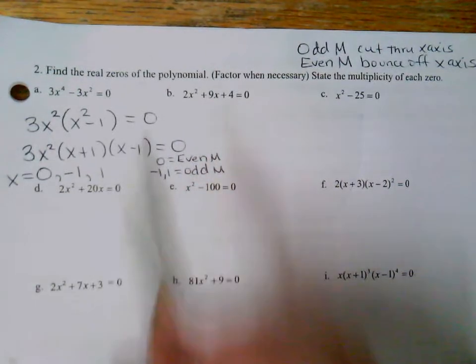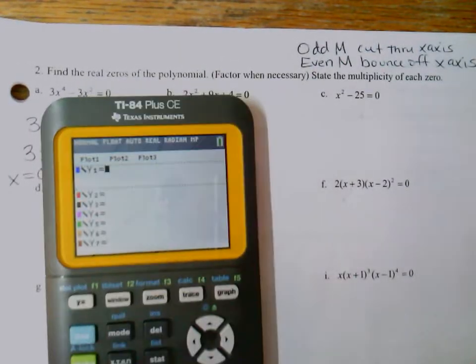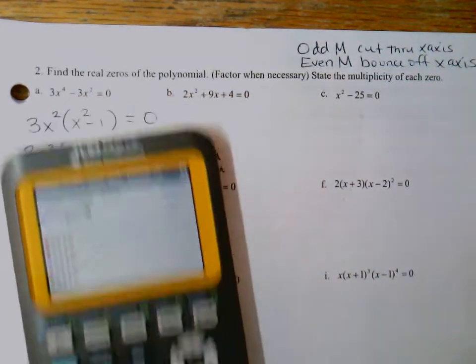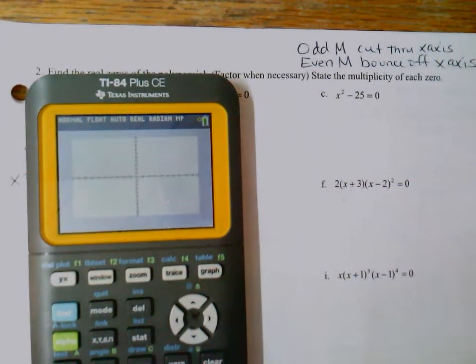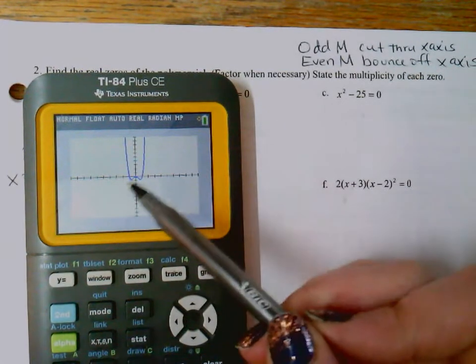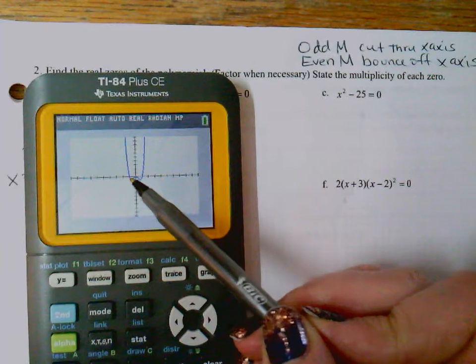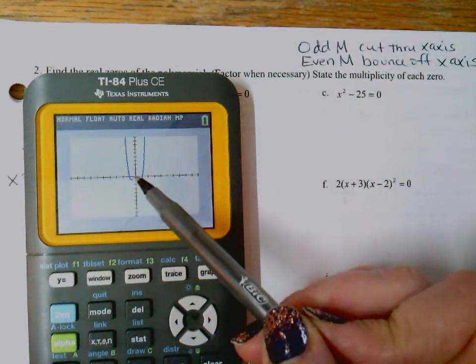And I just want to show you how the graph of this will appear, just so if you have to graph these. So 3x raised to the 4th power minus 3x squared, and I'm just going to hit zoom 6. See if I can get this to focus a little bit more here. All right. So we had said -1 and 1, the graph would cut through, and at 0, the graph would bounce off. So see how that has happened?